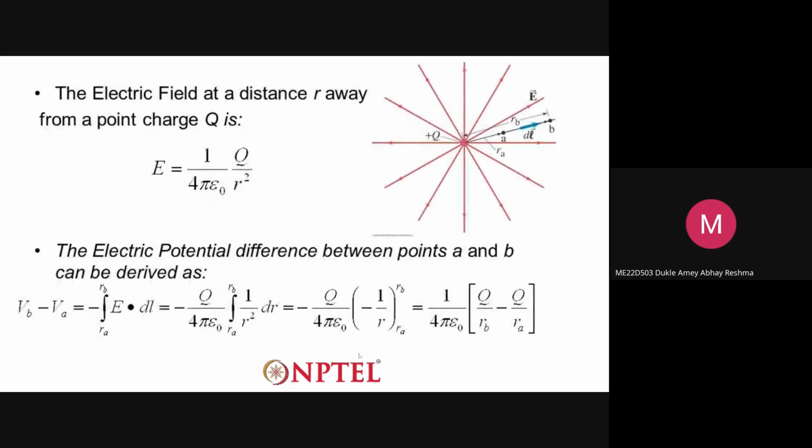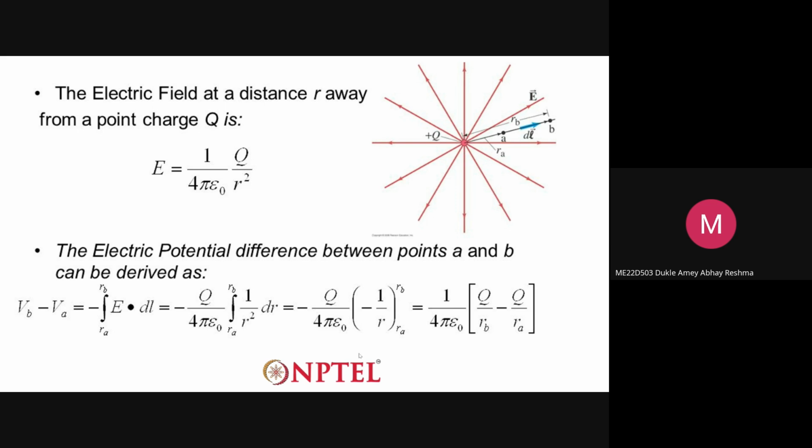This relates to Coulomb's law. When a charge is kept at a point, the electric field lines pass through it from all directions, emanating from the point charge. The formula for electric field is 1 by 4 pi epsilon naught, Q upon r square, where r is the distance between the point at which the charge is kept and the point at which we are calculating. The electric potential difference is obtained by integrating the electric field over the distance.